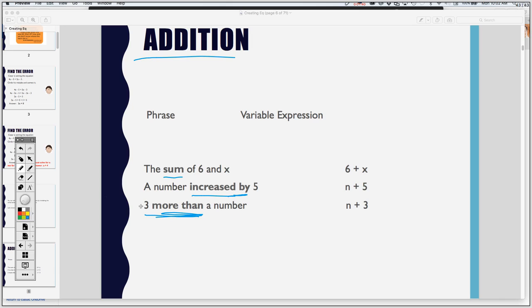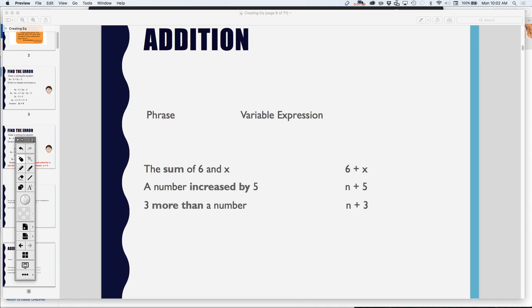Okay, pause the video now if you're watching the video, and then write those down. 5, so we would say n plus 5. And 3 more than a number, n plus 3.